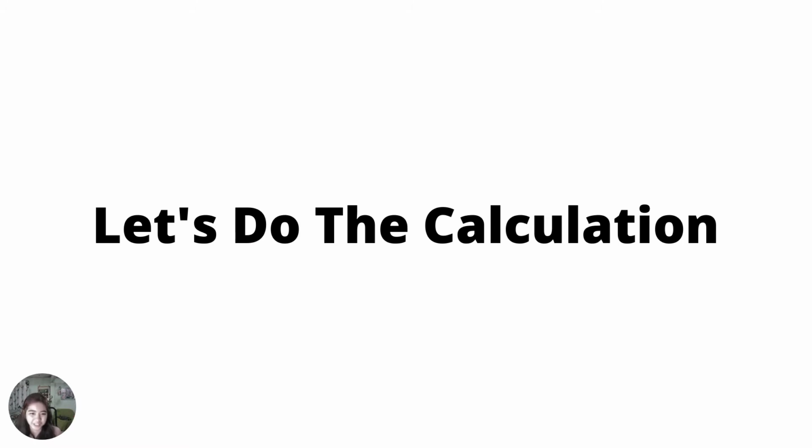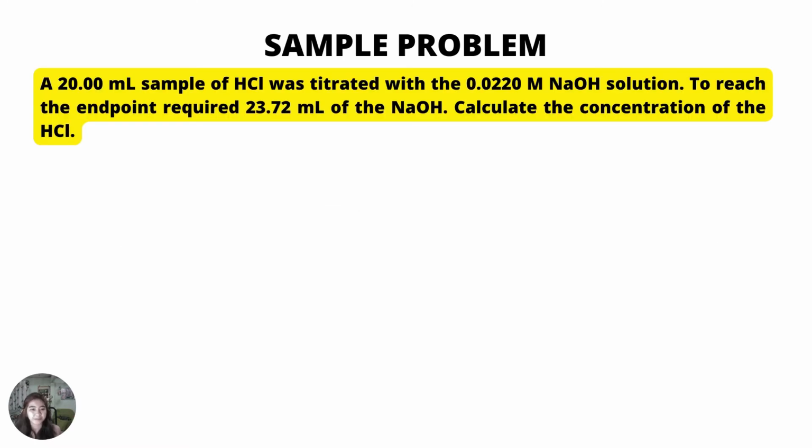Let's do the calculation. I have a sample problem here. A 20 ml sample of hydrochloric acid was titrated with a 0.0220 molarity sodium hydroxide solution. To reach the endpoint, it required 23.72 ml of the sodium hydroxide. Calculate the concentration of the hydrochloric acid.